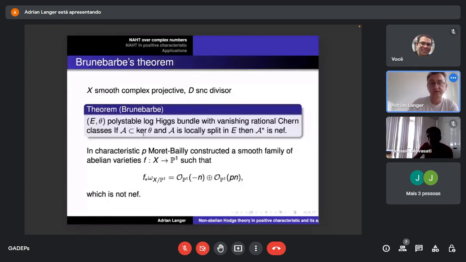So there are various reasons why essentially nothing from non-abelian Hodge theory can work in general in positive characteristic. And this is, well, just one example of why things fail. Any questions?